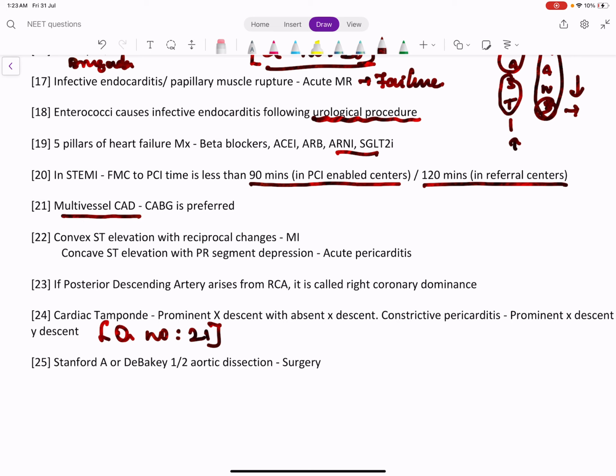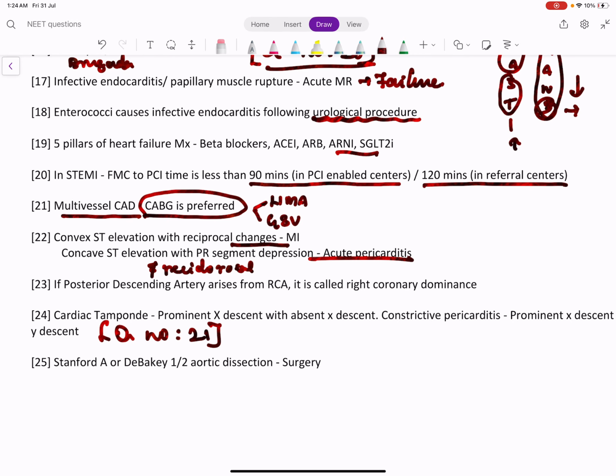In multivessel coronary artery disease, we prefer coronary artery bypass grafting either with the LIMA graft, the internal mammary graft, or with the great saphenous vein graft. Convex ST elevation with reciprocal changes is MI. Concave ST elevation without reciprocal changes and with PR segment depression is acute pericarditis.